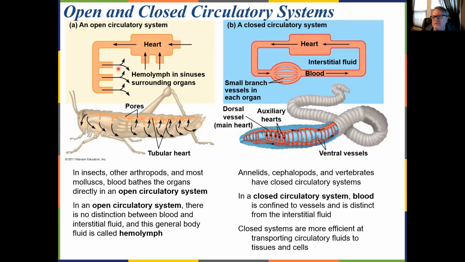So the open circulatory system is just a small step up from a very simple diffusion system. It's kind of intermediate as far as efficiency goes. So insects and many mollusks will have an open circulatory system, but we're going to concentrate most of our time talking about closed circulatory systems.